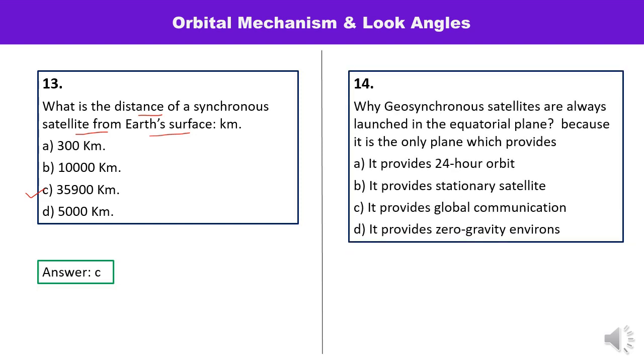Question number 14 is, why geosynchronous satellites are always launched in the equatorial plane? Because this is the only plane which provides, four options have been given. It provides 24-hour orbit, it provides a stationary satellite, it provides global communication, and fourth is it provides zero gravity advance. So here geosynchronous satellites are always launched because it provides a stationary satellite. Option B. Let us check the answer. Yes, this is the correct one.